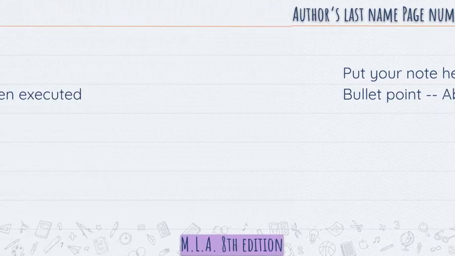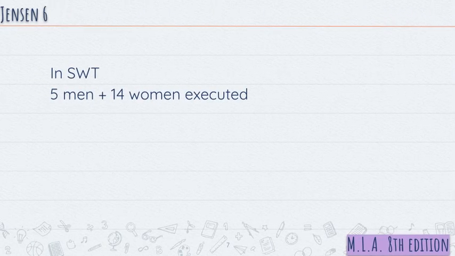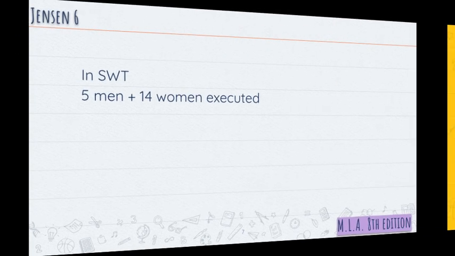So if I were creating a note card using that source about the Salem witch trials from a couple of lessons ago, I would put the author's last name, Jensen, in the upper left-hand corner, along with the page number on which I found this information. So that's a 6. And then in the middle of the note card, I would write in SWT for Salem witch trials, 5 men plus 14 women executed. I didn't use any words there that were unnecessary. I abbreviated, I bullet pointed, and I've put just one note on the note card.